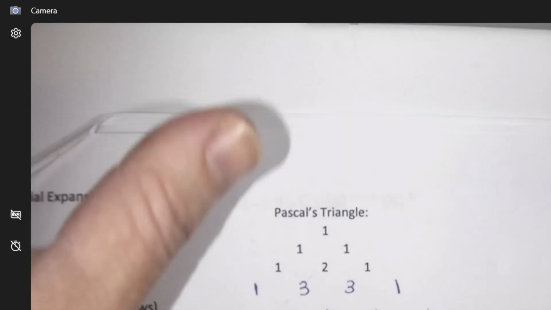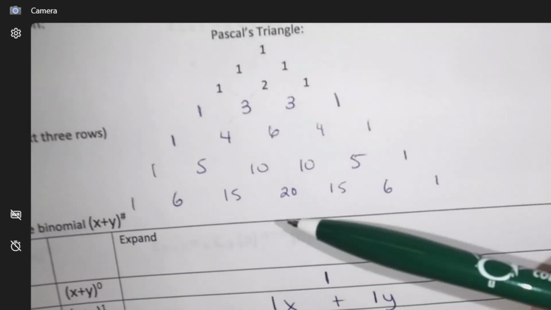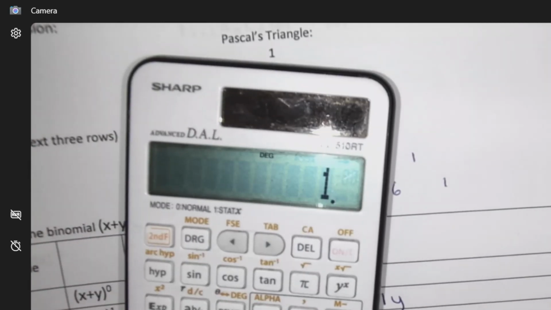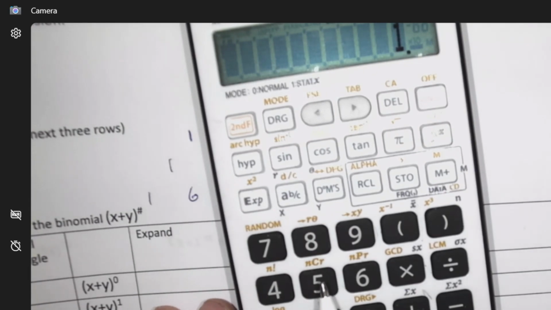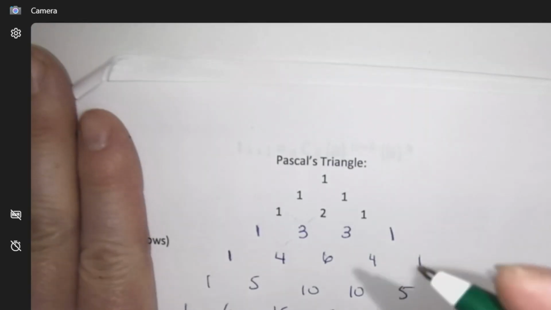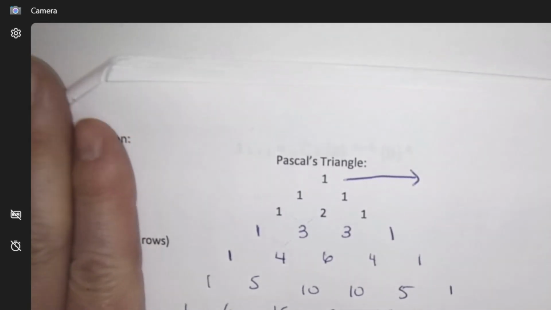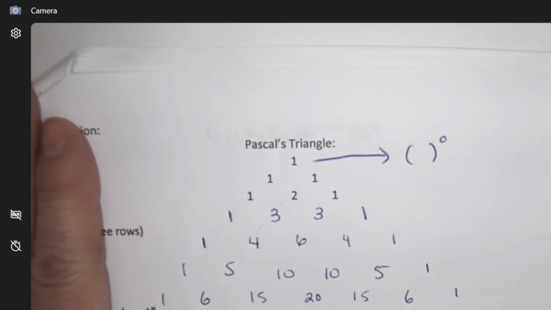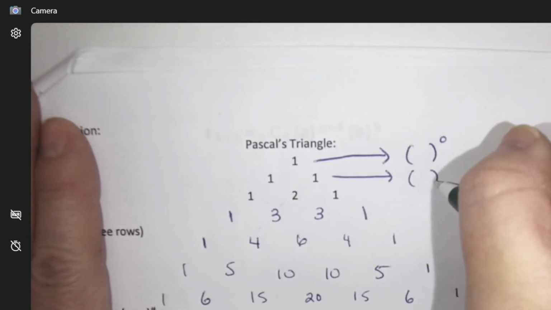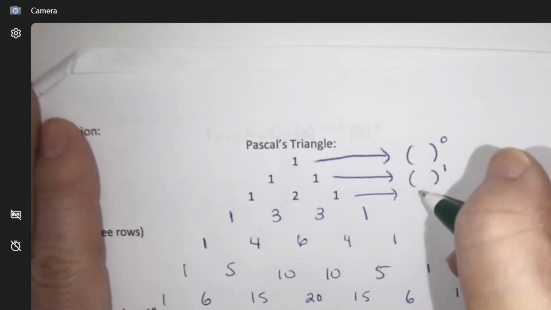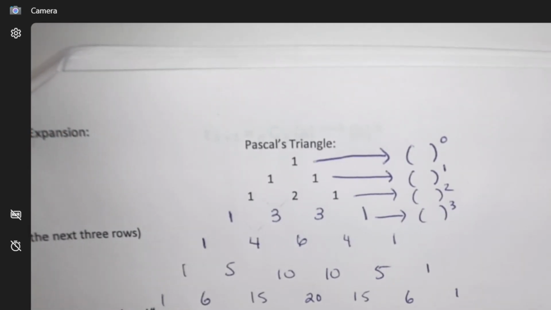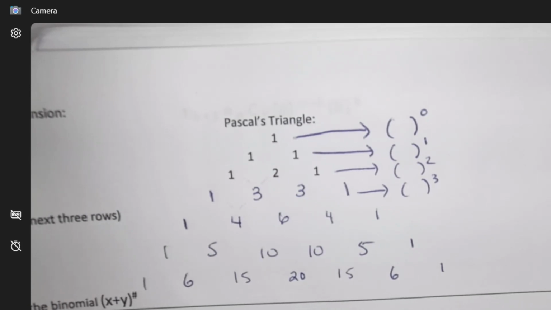Okay, you're probably wondering, why are we learning this in this unit? All these numbers connect to your choose button, your combination button. All of these numbers connect to that choose button. Okay, so here we go. When we see this 1, it's because we have something to the 0. When we see this, it's because we have something to the 1. When we see this, okay, and so on and so on. This is where these were getting connected to.